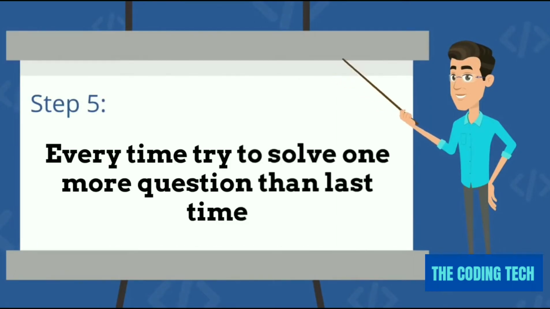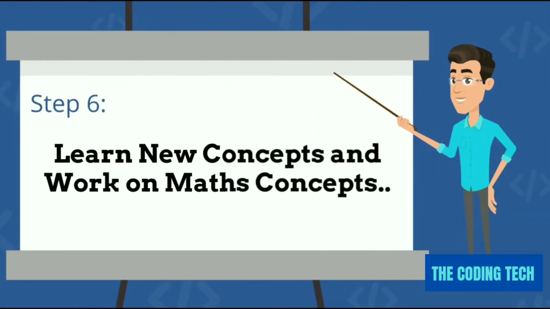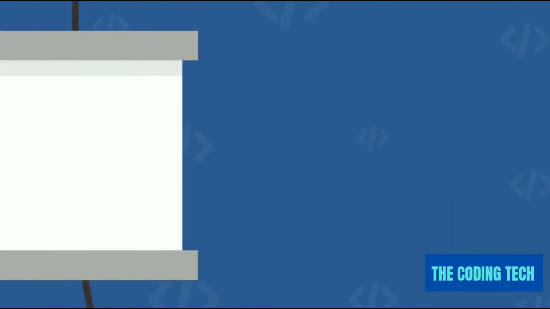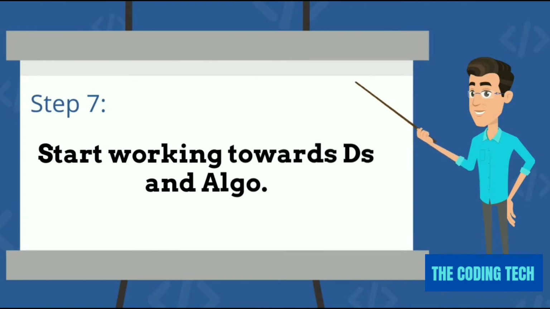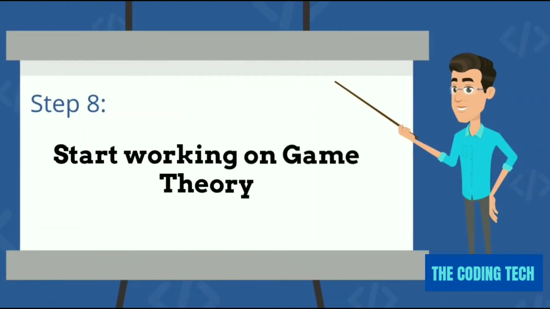Step 5. Every time try to solve one more question than last time. Step 6. Learn new concepts and also work on maths concepts. Step 7. Start working towards data structures and algorithms. Step 8. Start working on game theory.